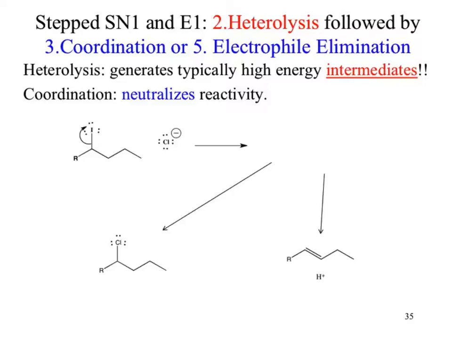Okay. What happens when we move into the 1 type? In our stepped SN1 and E1, both of them will start with heterolysis, followed by either coordination as our bond making or the electrophile elimination as our bond breaking. Okay? The heterolysis generates typically very high energy intermediates. Why are they high energy intermediates? They're charged. Take it a step further.